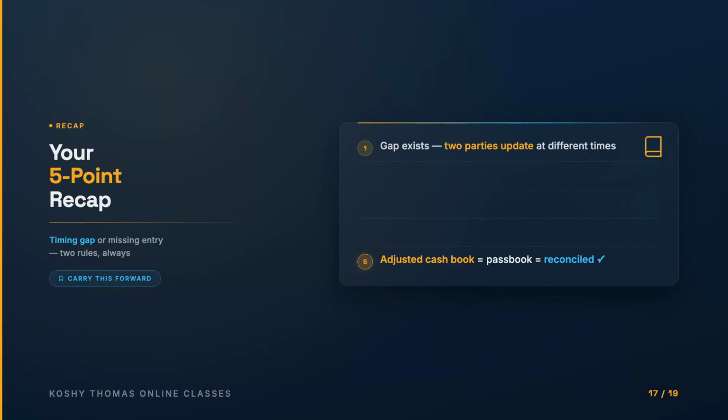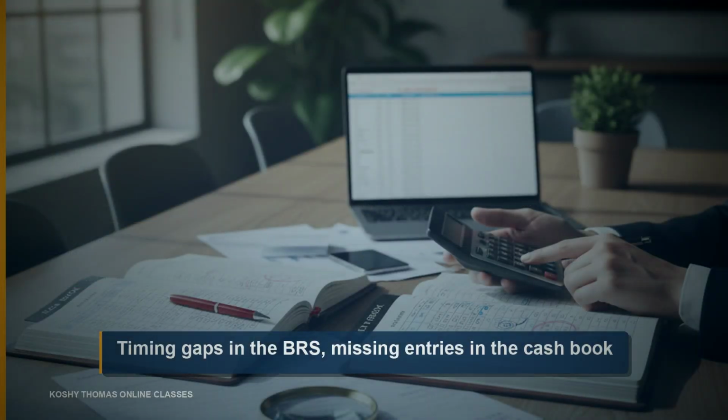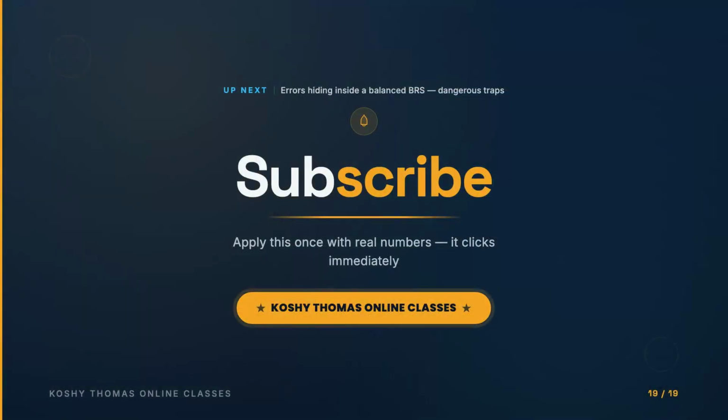Every difference is either a timing gap or a missing entry, and each gets a different treatment. Timing gaps go into the BRS. Missing entries go into the cash book first. Get that distinction clear and month-end reconciliation becomes a checklist, not a puzzle. Try this method on your next practice problem, or on your actual books this month. Apply it once with real numbers and it will never feel hard again.